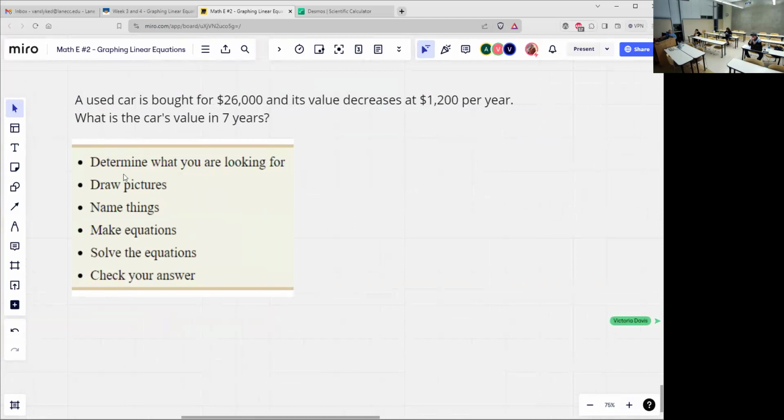So what are we looking for? We're looking for a dollar amount. If we messed up because we're taking a test and have a brain fart and we get the answer of 5 years, no, we need a dollar amount.